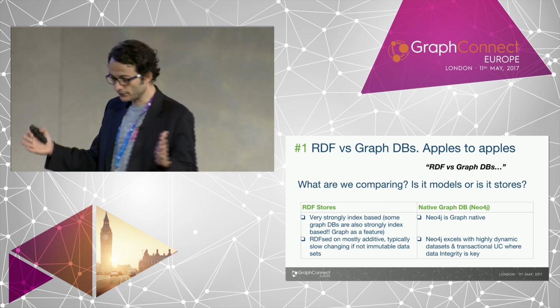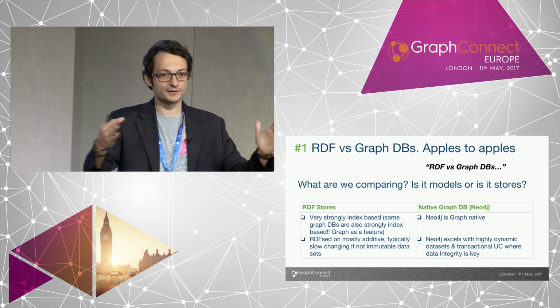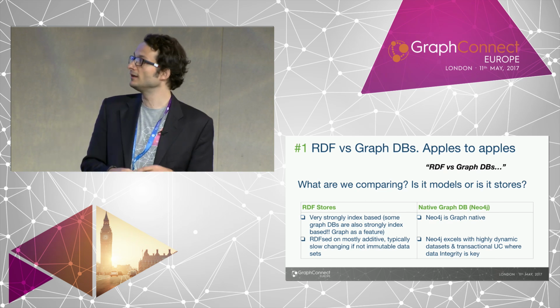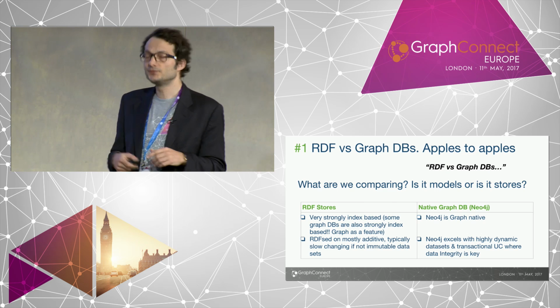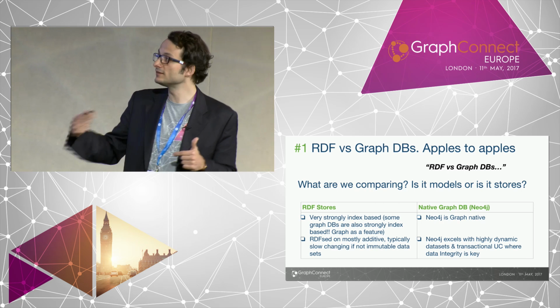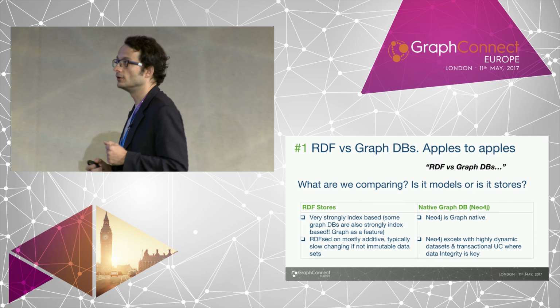RDF stores, if you think of a triple, the standard way of storing it is a table with 3 columns, as simple as that. There will be optimizations, there will be indexes, there will be ways of making it performant, but basically it's very strongly index-based, which means that we're joining, which means that if you're doing a deep traversal, you will be hit by the join problem.